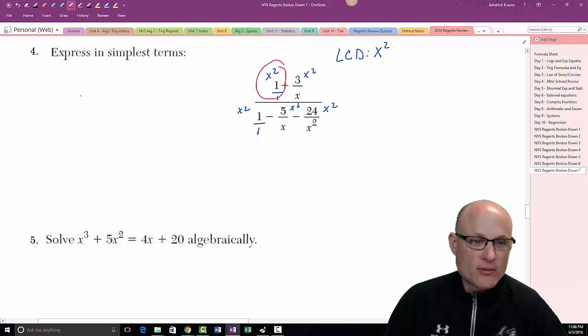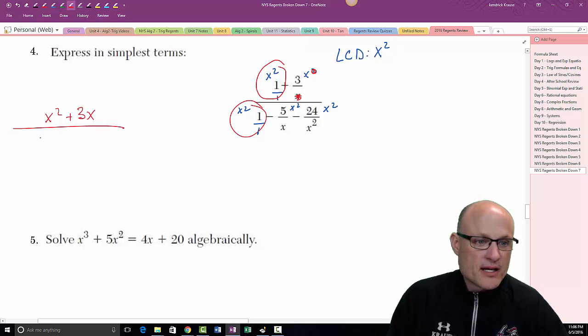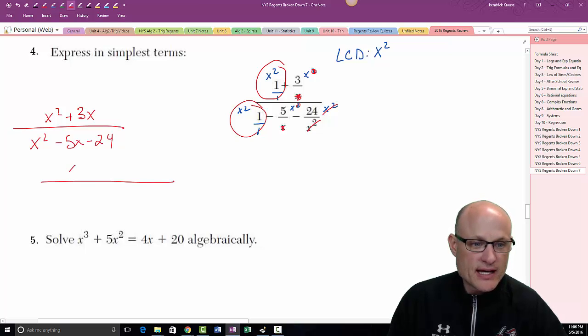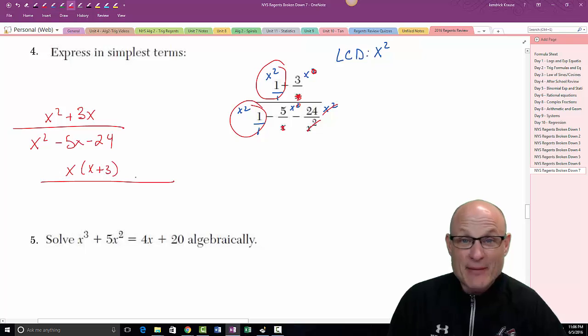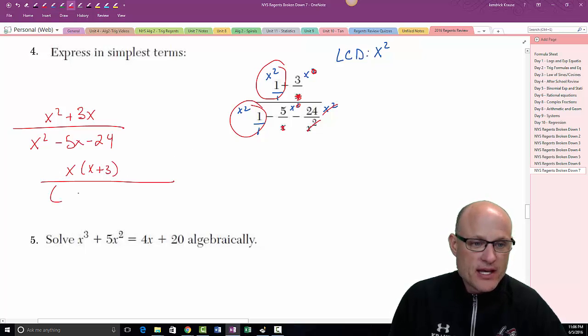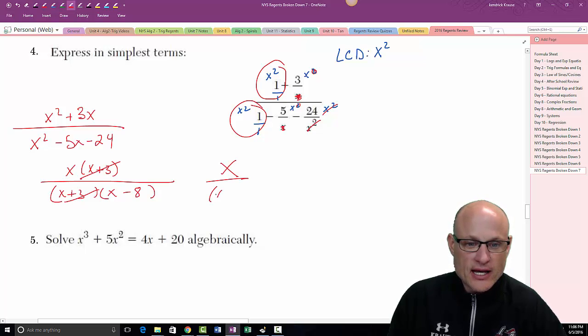So nothing cancels here, so I'm left with x squared plus, this x cancels with one of these, it leaves me plus 3x all over. Nothing cancels here. x squared, 1x cancels, minus 5x, and this x squared cancels, minus 24. Now I just factor x plus 3, the common factor. And because there's an x plus 3 on top, there's probably an x plus 3 on bottom, and then this would be x minus 8. So those cancel, and I'm left with x over x minus 8.